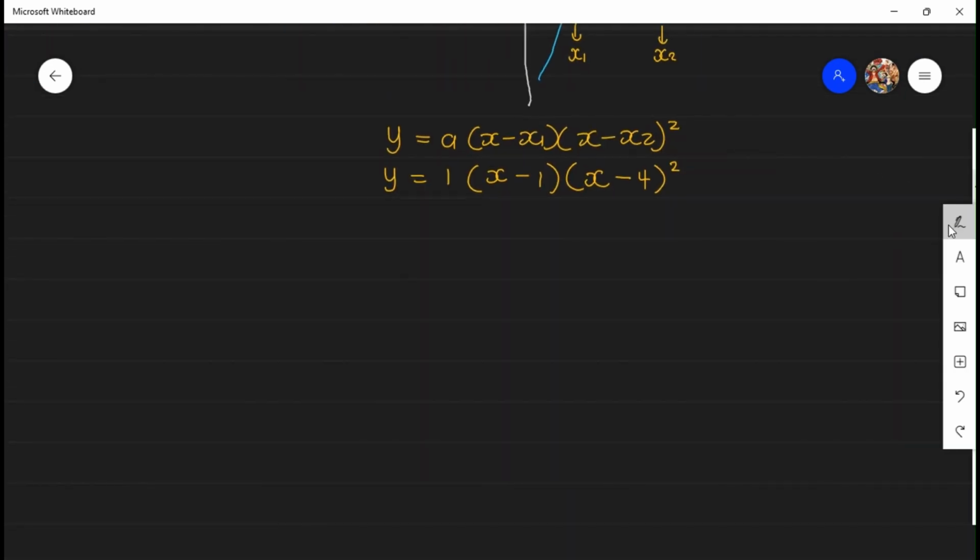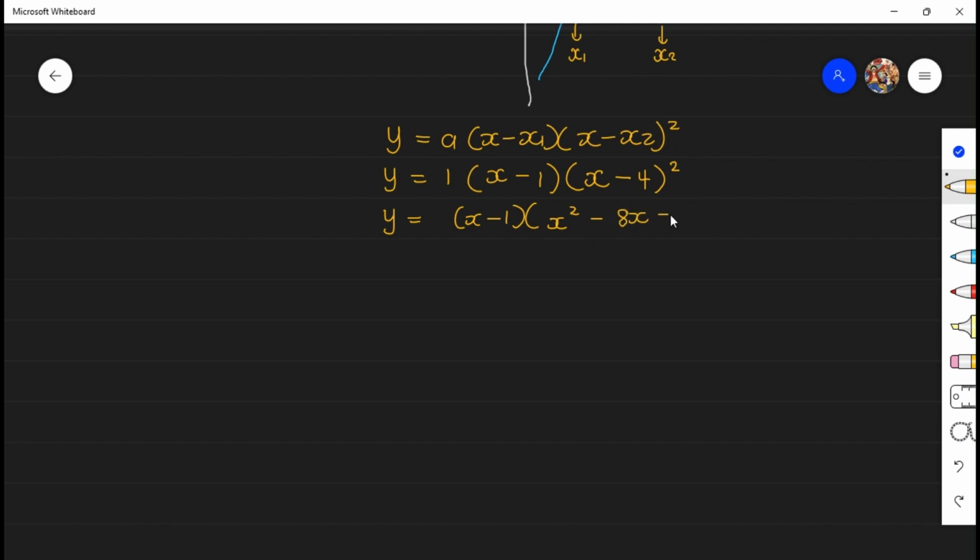From here, all we now need to do is expand. So we have x minus 1 into, now if we expand x minus 4 all squared, we get x squared minus 8x plus 16. From here, we can multiply this x into the second bracket, which then gives us y equals x times x squared gives us x cubed, x times negative 8x gives us negative 8x squared, and x times positive 16 gives us positive 16x.